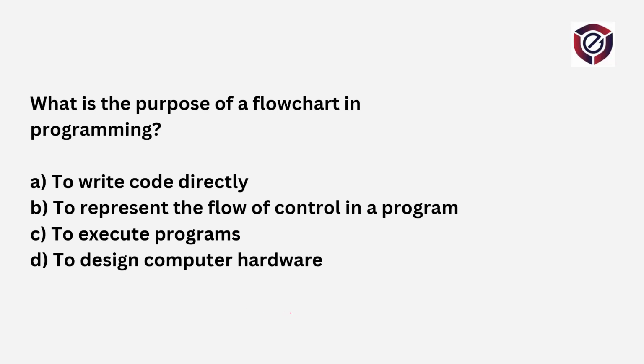So the options are to write code directly, to represent the flow of control, to execute programs, to design computer hardware. Whenever we want to represent it in terms of a flow of control or in the form of a diagram, we will be using the flowchart. You can even guess the correct option by the name itself. The name contains flowchart, the flow of any program. So to represent the flow of control, by that sense, you can guess the correct answer. So try to understand the questions correctly. Then you can look over the options. You will easily get it.